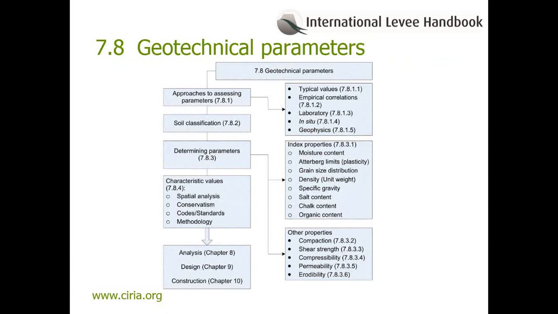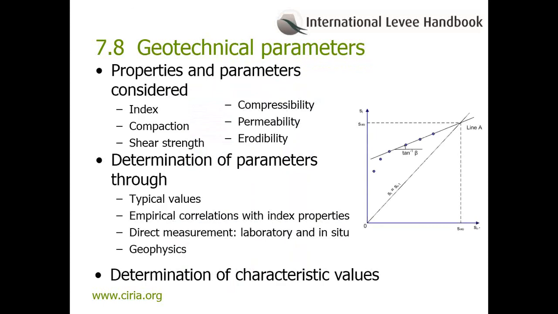Section 7.8 looks at the derivation of geotechnical parameters and focuses on those that are most relevant to levees. The flowchart shows the areas covered by this section and their interaction with the chapter and other chapters. It provides an introduction to the different approaches to assessing parameters, along with discussion and guidance on soil classification, determining parameters, and characteristic values. Some of these points are expanded on in the following slides.